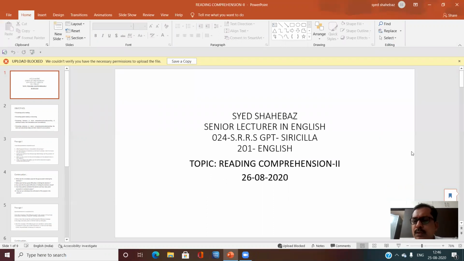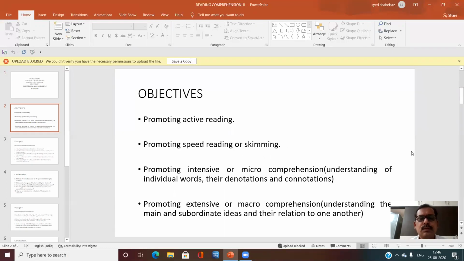Before going into this lesson, let us see its objectives. The objectives are promoting active reading, that is close reading, intensive reading. The second objective is promoting speed reading or skimming, that is reading for information, specific information. Reading for that specific data is called speed skimming or speed reading. Promoting intensive or micro comprehension.